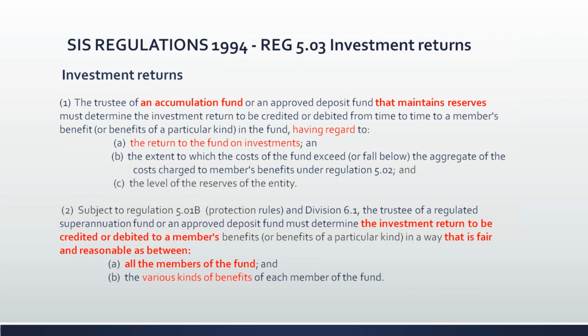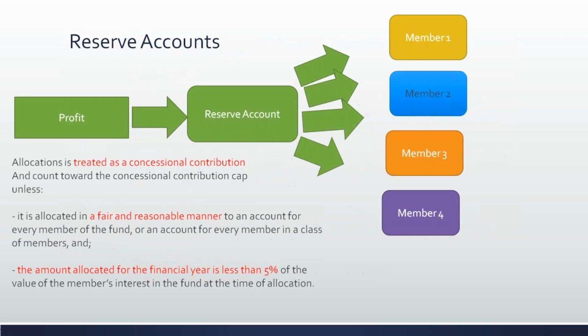So SIS regulation talks about what is fair and reasonable, and it passes the onus to the trustee of the super fund. So it's basically not up to the administrator. Although the trustee can hire an administrator, the trustee can hire an accountant, it is up to the trustee of the super fund to actually credit or debit the investment returns to the various members of the fund.